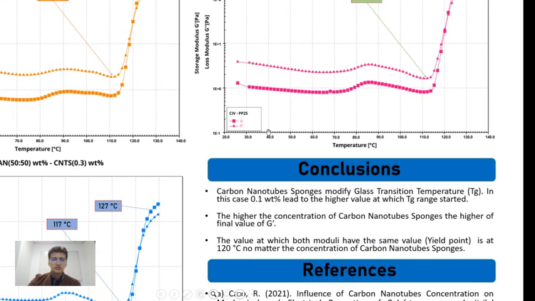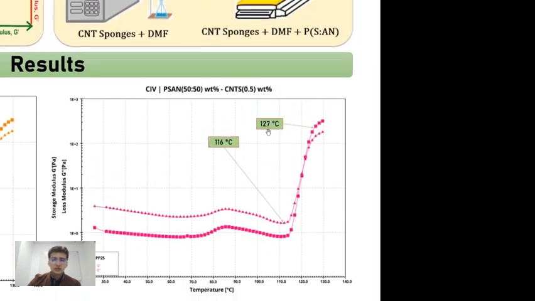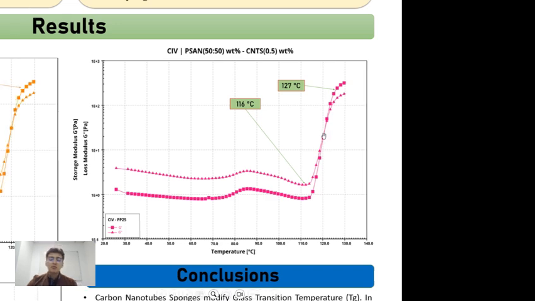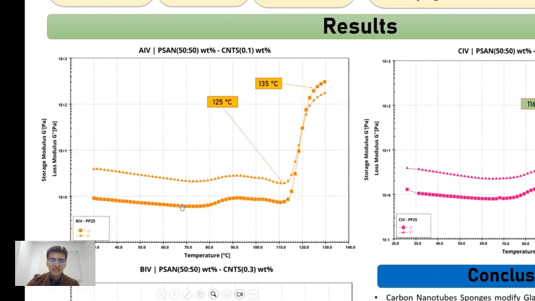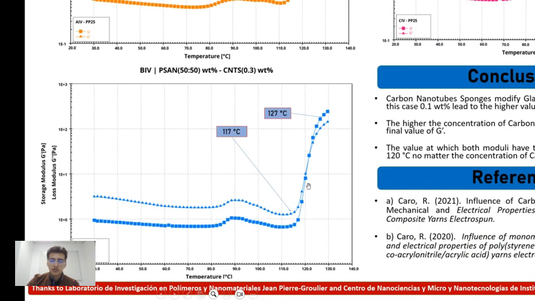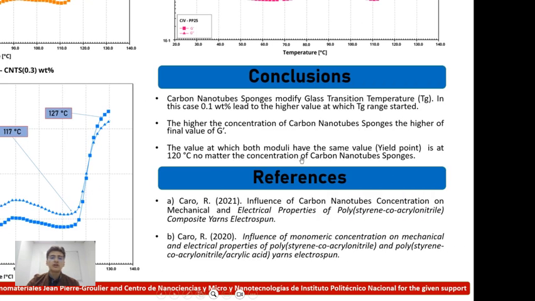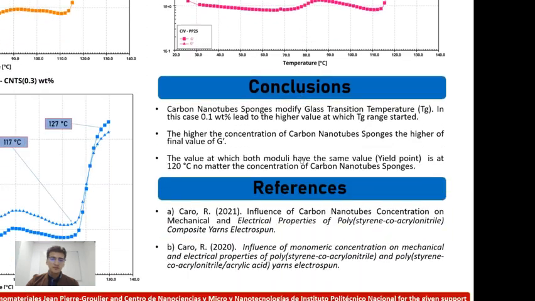Another interesting aspect about these three graphs is that there is a common point at which both moduli have the same value. As you can see, here it is around 120, again here it is 120, and again here it is around 120 degrees Celsius, no matter the concentration of the sponges.